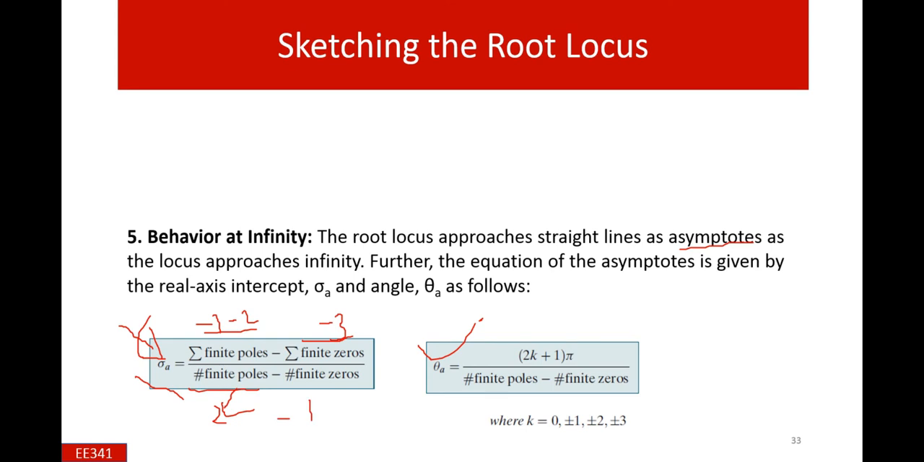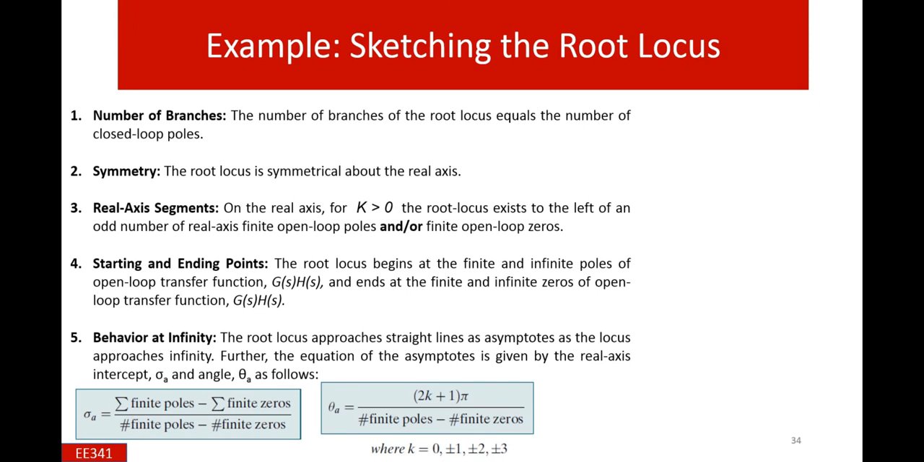And this is the way to find the angles: 2k, where k represents numbers, and it depends on the difference of the number of poles and the number of zeros. We will see a detailed example in the next lecture. Maybe we can take a simple example to understand this concept, but these concepts are extensively discussed in the next lecture.